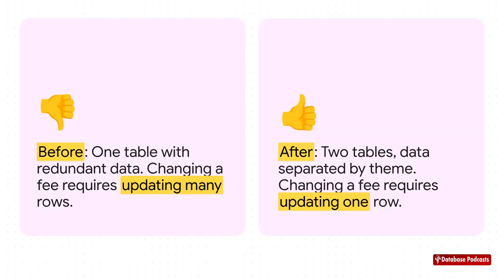Let's look at a classic example of the problem and the solution. In the before design on the left, the activity fee is stored with every single student. So if you need to change the fee for skiing, you have to find and update every single student who signed up for skiing. What a nightmare. Now, look at the after design. By splitting the data into two logical tables, the fee for skiing exists in exactly one place. You update it there, and you're done. That's the power of a normalized design.